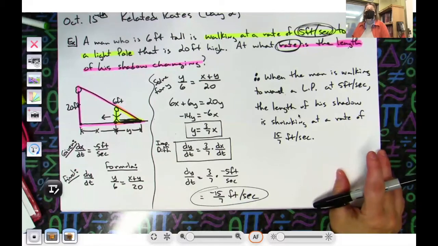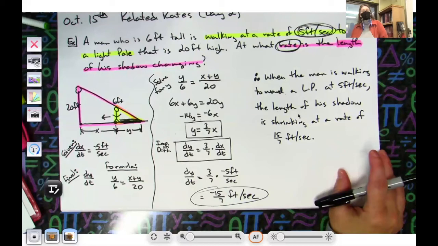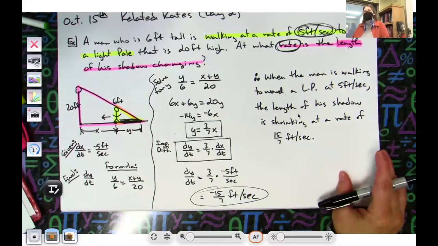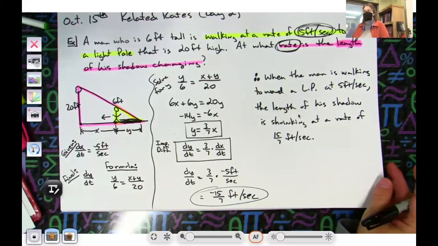It shouldn't concern you. I mean, some things that look complicated when you first look at it really aren't that complicated once you grasp the concept of what's going on. Related rates by no means are going to be the worst things that we do this year. By no means will this be the worst.